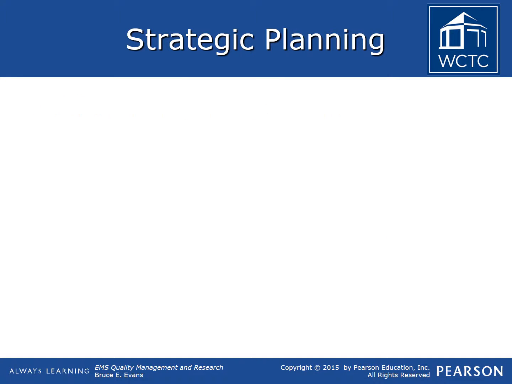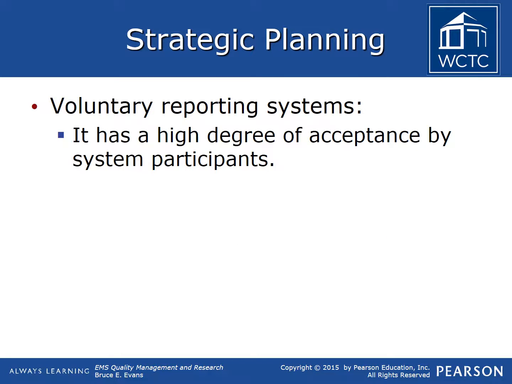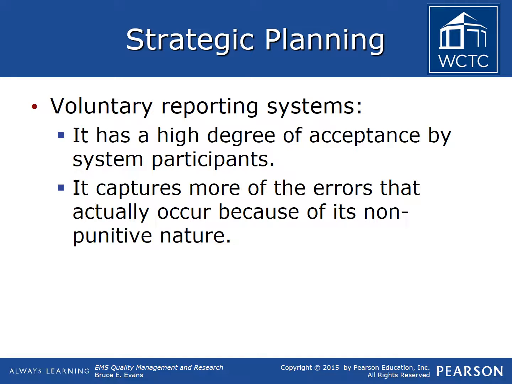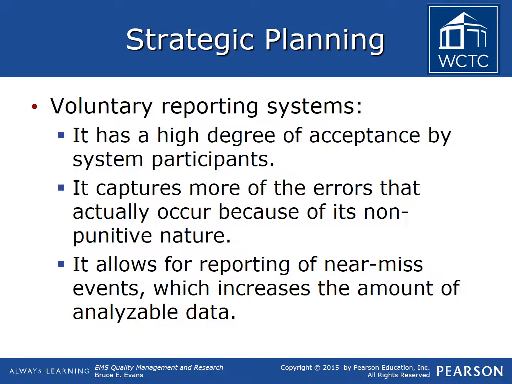In contrast, a voluntary reporting system will typically garner greater acceptance as such systems are routinely non-punitive in nature. This results in the capture of more errors than in a mandatory reporting system, as the focus is on improving the system itself as opposed to simply blaming the EMS provider for errors. Such a voluntary system also allows for the inclusion of near-miss reporting, which significantly increases the amount of data that can be analyzed to proactively prevent quality issues.